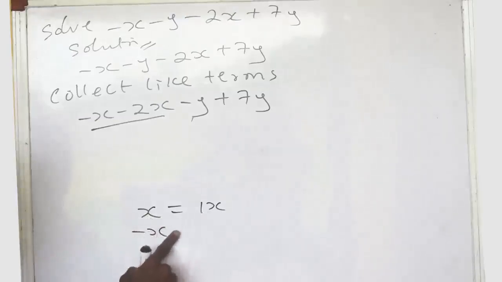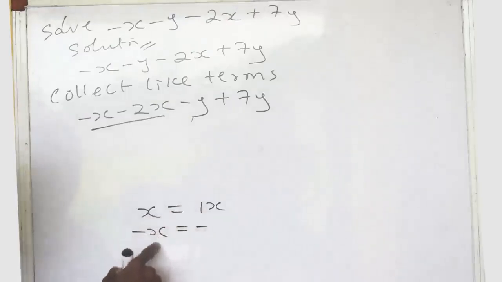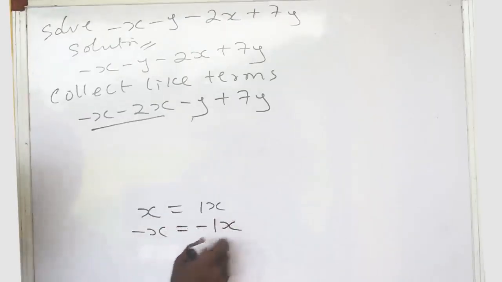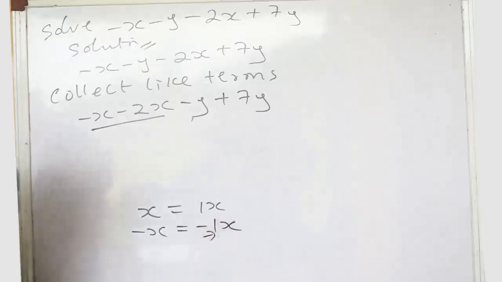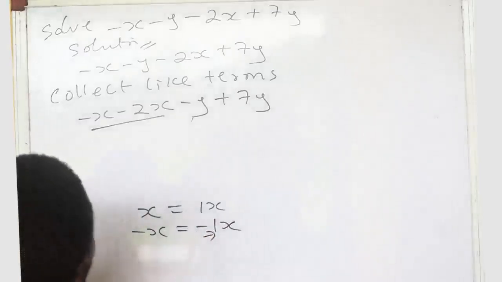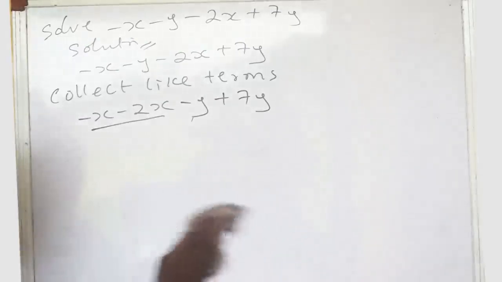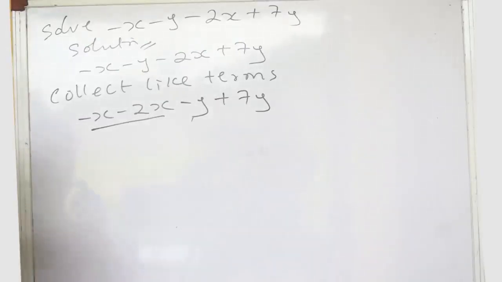If I write minus x, we first of all write the minus. Then you know that every x has 1 if you're not seeing it, so it means that the coefficient is minus 1. So in case you don't understand this, feel free to go to YouTube to watch my video that I did regarding introduction to algebra.